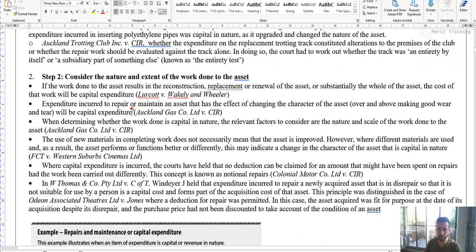Next is expenditure incurred to repair or maintain an asset that changes the character of the asset. So, for example, if when we installed this new piece in the vat, it suddenly gave us the capability to make beer as well, which previously was just used to make wine, that would probably change the character of the asset and indicate that it's probably a capital good rather than expenditure. But if it's just to renew it and allow it to keep working as is without changing the character, it's more likely to be expenses.